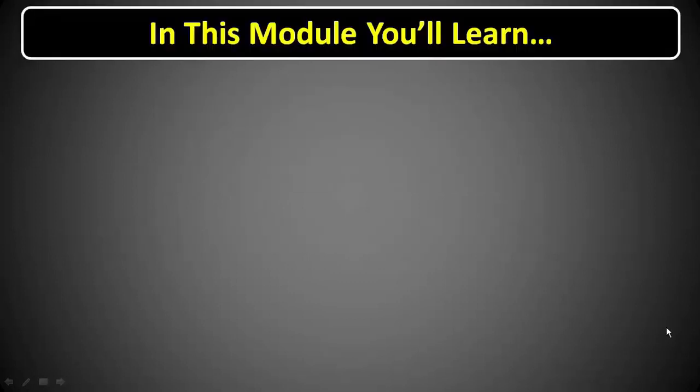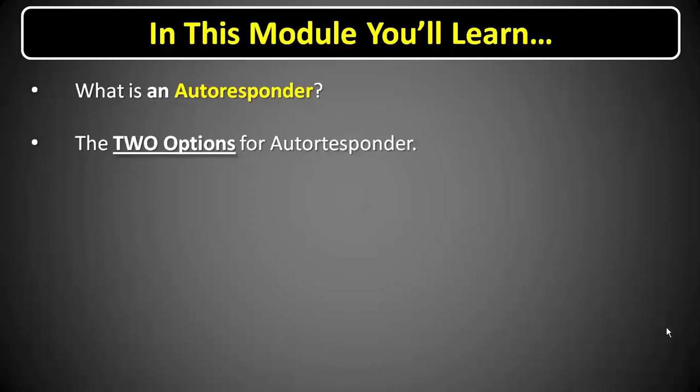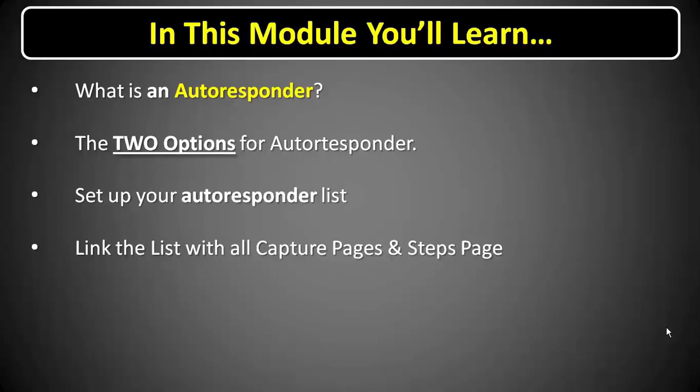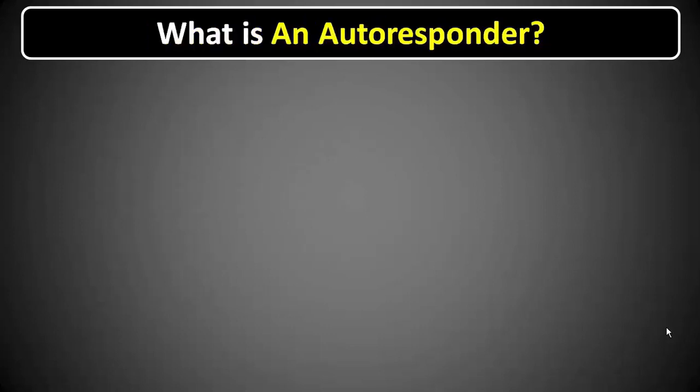In this module, you will learn what is an autoresponder and how it works, the two options for an autoresponder, and inside each one of those options, you will learn how to set up your autoresponder list, and then how to link this list with your capture pages, and finally testing your system to make sure that it is working fine.